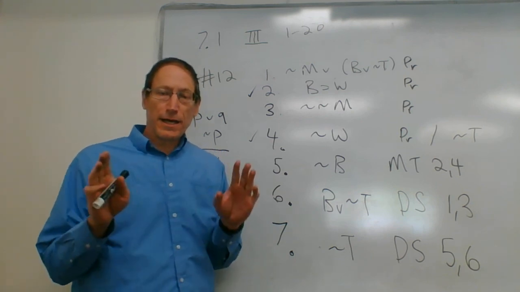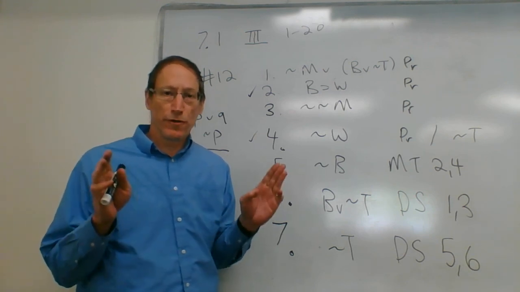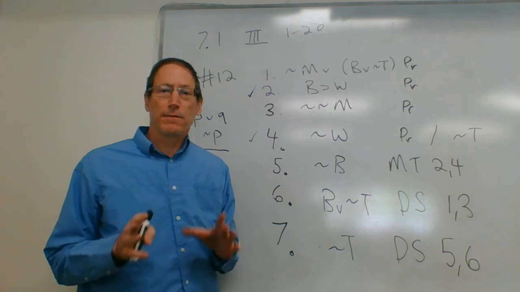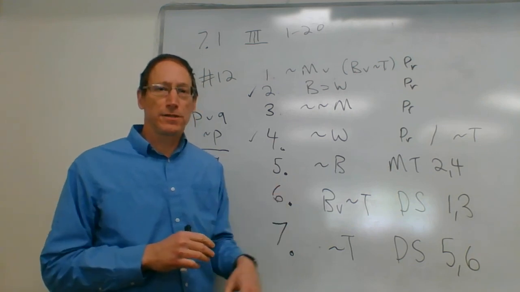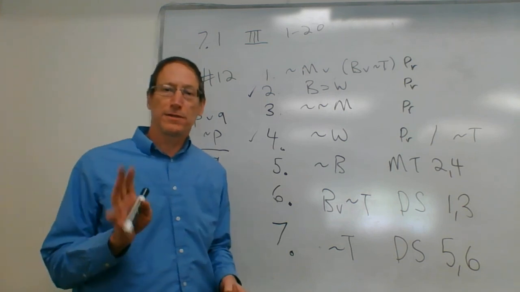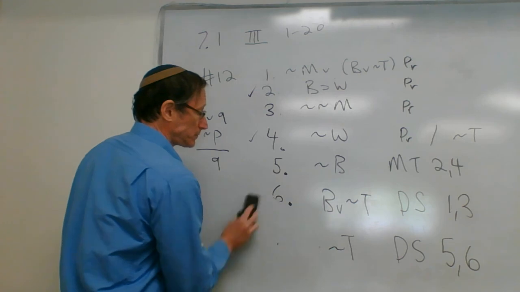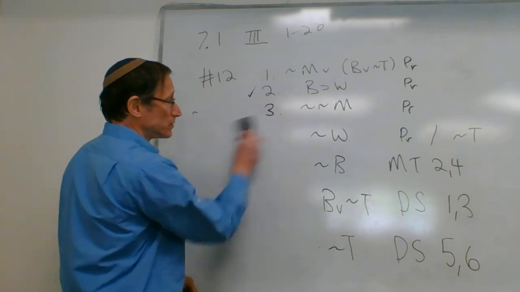Okay, again, your homework is to do 7.1 Roman numeral 3. I'm going now to move on to 7.2 a little bit and talk about what's in 7.2. In 7.2, you learn some new rules.